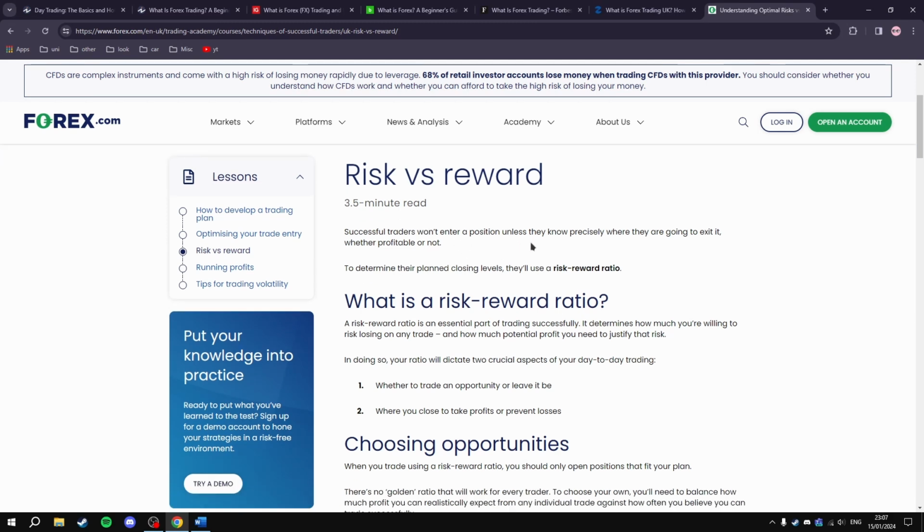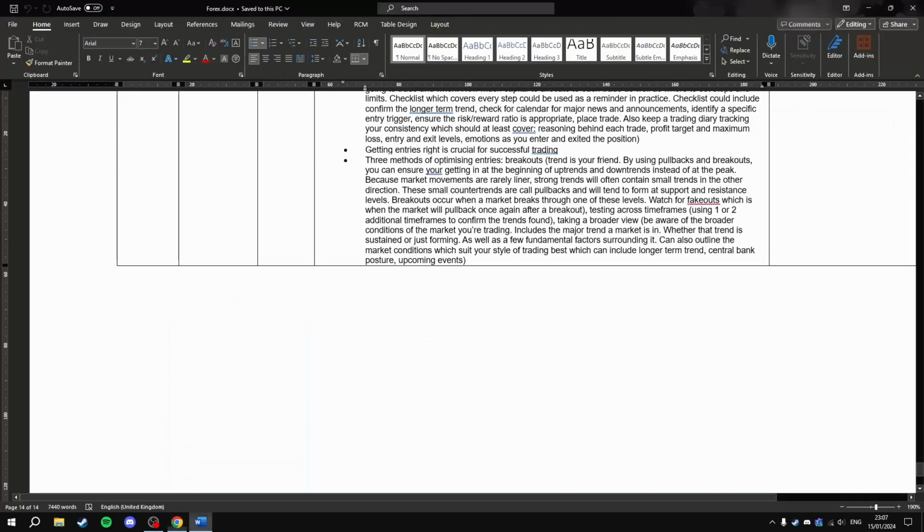Successful traders won't enter a position unless they precisely know where they're going to exit it, whether profitable or not.